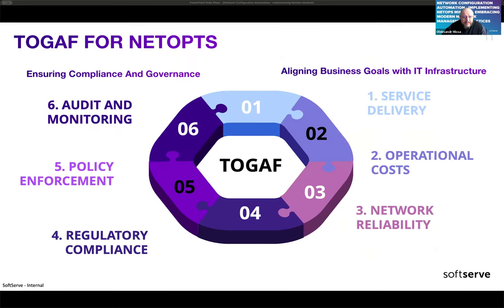So speaking about TOGAF for NetOps, there are several things taken into account. The key strength of TOGAF here is aligning business goals with the infrastructure, and ensuring compliance and governance. Examples are service delivery, automating network provisioning to speed up deployment of new services, thereby reducing time to market; operational costs, reducing manual intervention and associated labor costs; network reliability; regulatory compliance, automating the application of security policies and compliance checks to ensure the network configuration meets regulatory standards; policy enforcement, using automation tools to enforce network policies consistently across all devices; and audit and monitoring, implementing automated logging and monitoring to provide an audit trail of changes and ensure continuous compliance with governance policies.